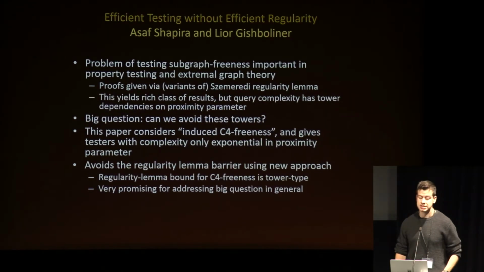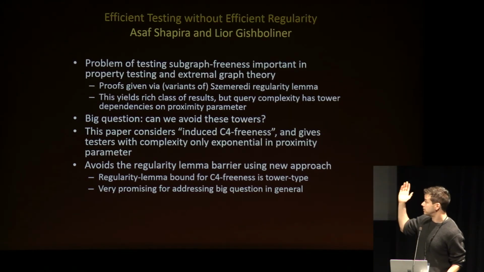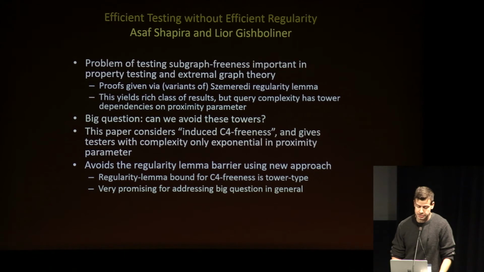Finally, the last paper talks about efficient testing of graph properties without efficient regularity by Shapira and Gishboliner. They study the problem of testing subgraph freeness, whether a graph has a certain subgraph or not. Central celebrated question in the property testing literature. Often proofs are given through variants of the Szemerédi regularity lemma, and the unfortunate consequence of that is that we get lots of general results, but the complexity has a very high dependence on the proximity parameter. In particular, it's a tower of exponentials. And the big question is, can we in general avoid these towers?